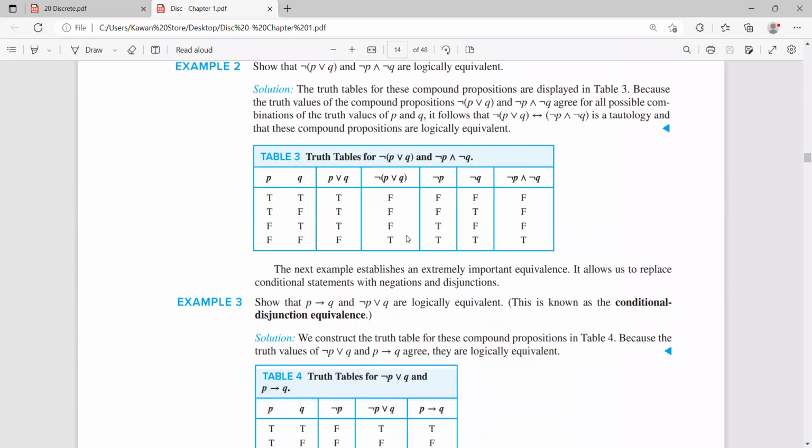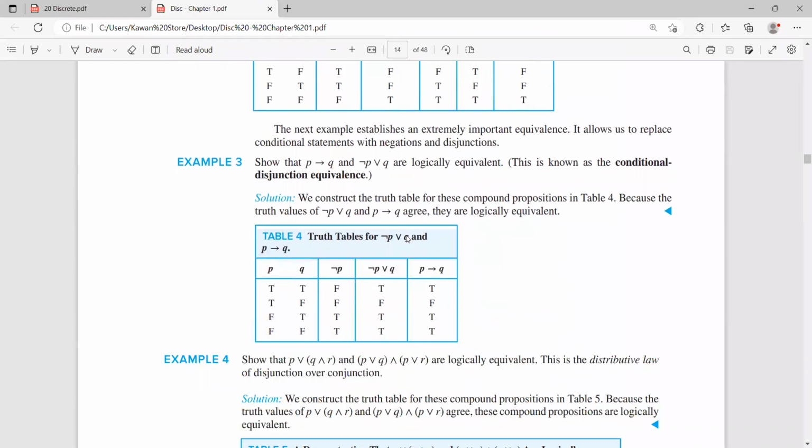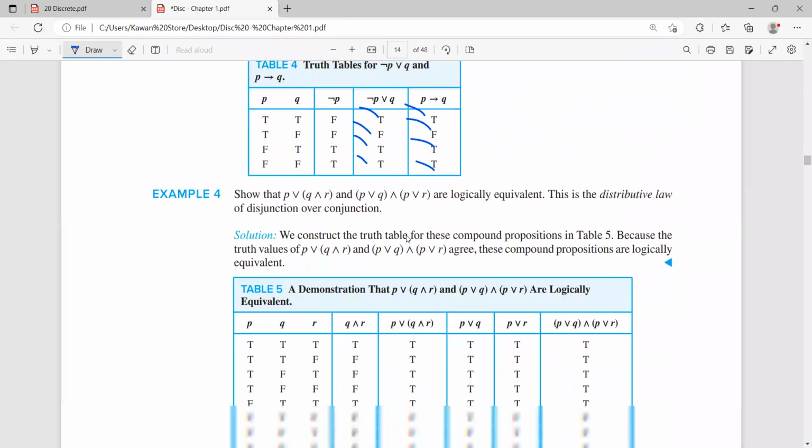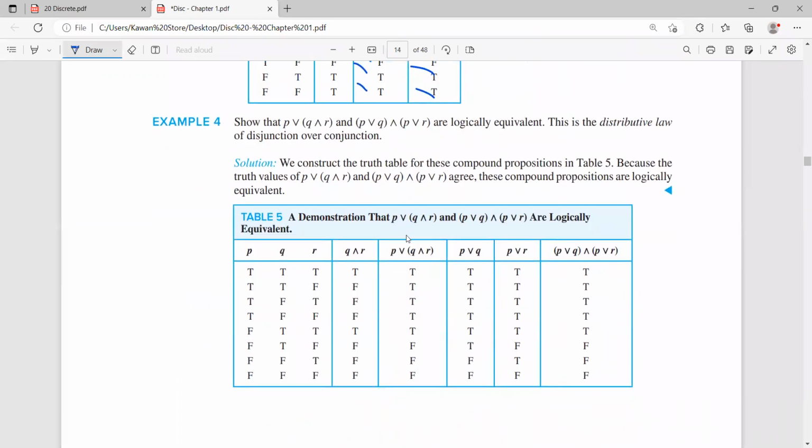Now, did we do this table? I think we did. We did this table together. Good. And also, you can see from here, you can directly say these two are equivalent. Why? Because each sentence, each proposition, is equal, right? Good.